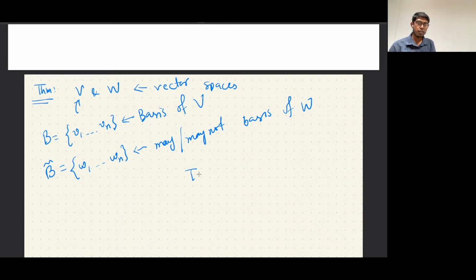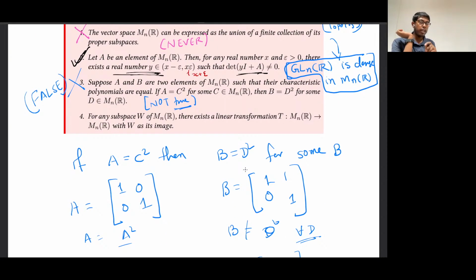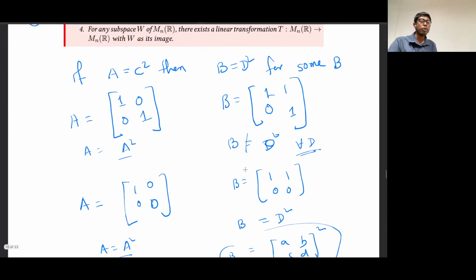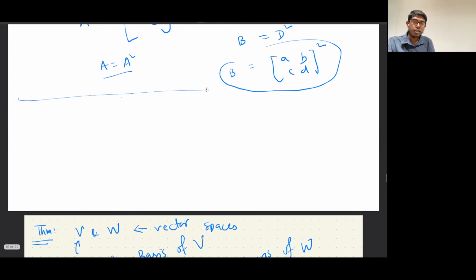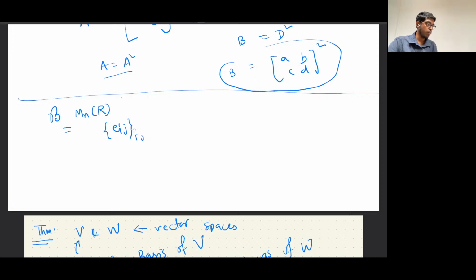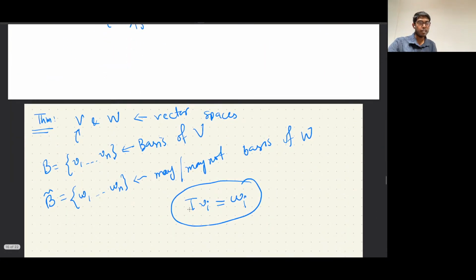And if I define T sending vi to wi, this will give me a linear transformation. Okay, so now here, what is the problem? For any subspace W of MnR, there exists a linear transformation T with W as its image. So I'll take my basis of MnR as the usual Eij, i, j from 1 to n. Yeah, this T is unique, right? You are right. This is unique.